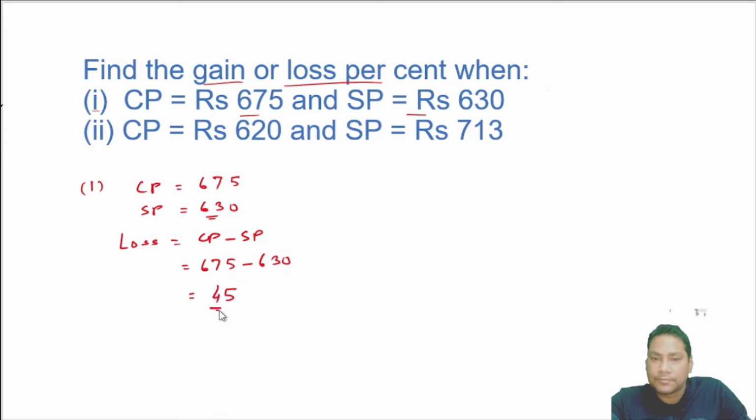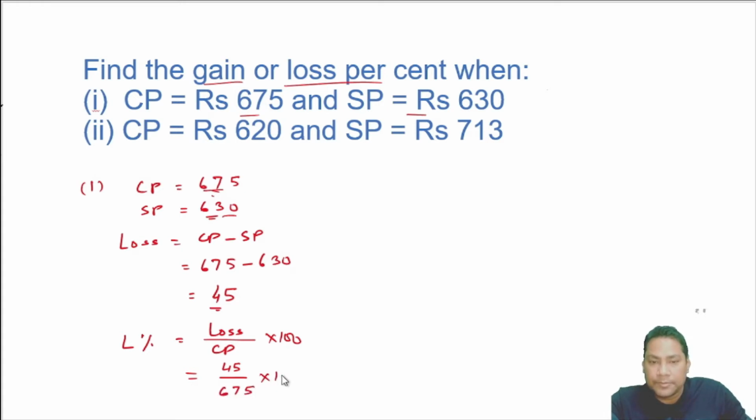45. Now we have got the loss and the cost price. So we can calculate the loss percentage. The formula of loss percentage is loss divided by cost price into 100. Now the loss is 45 divided by cost price 675 into 100.